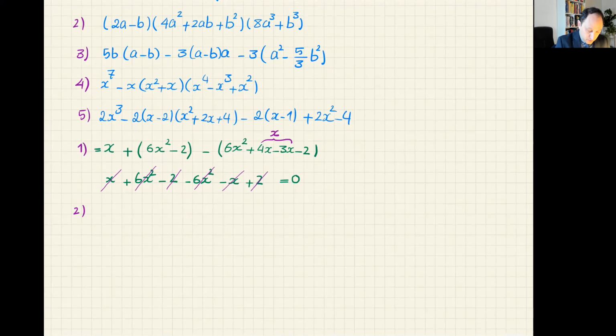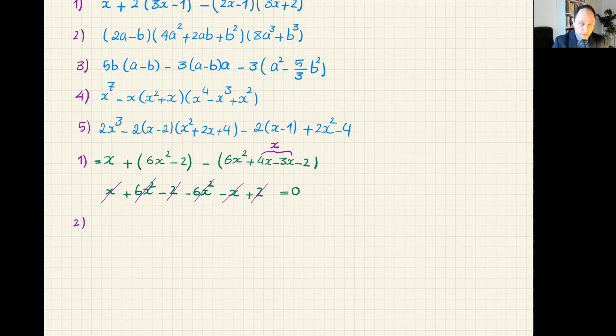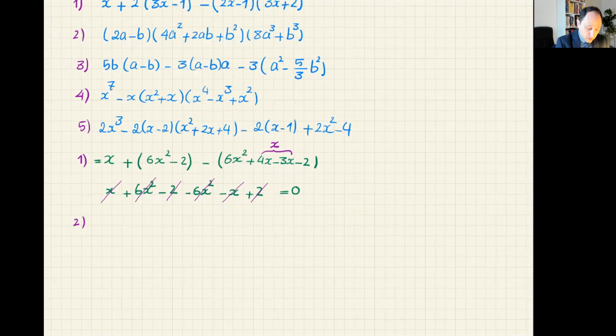So number 2 is a product of 3 pairs of brackets. If I want to do that, what should I do? I need to multiply 2 of them first, and when I get the answer, I multiply the answer by the third one. So that is the strategy, yes? So this becomes equal to, here I take 2a and multiply it here, here, and there. And when it is finished, I take minus b, multiply it here, here, and here. But then I have to keep this one intact, yes?